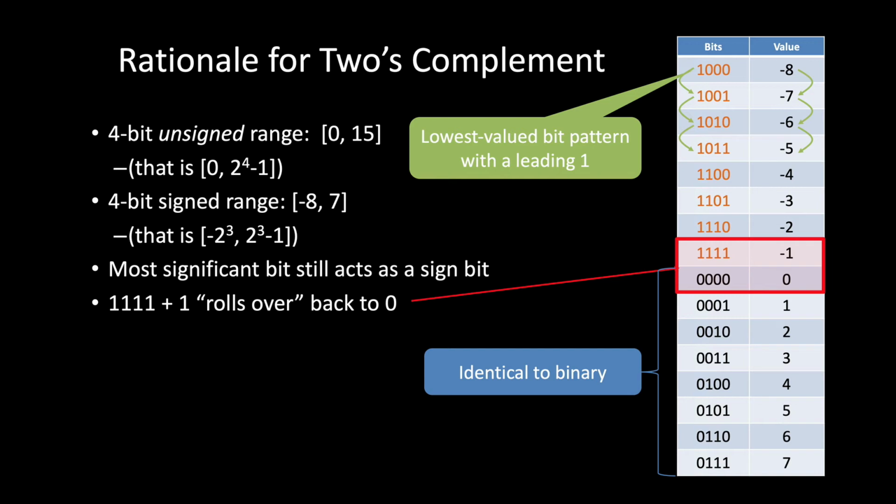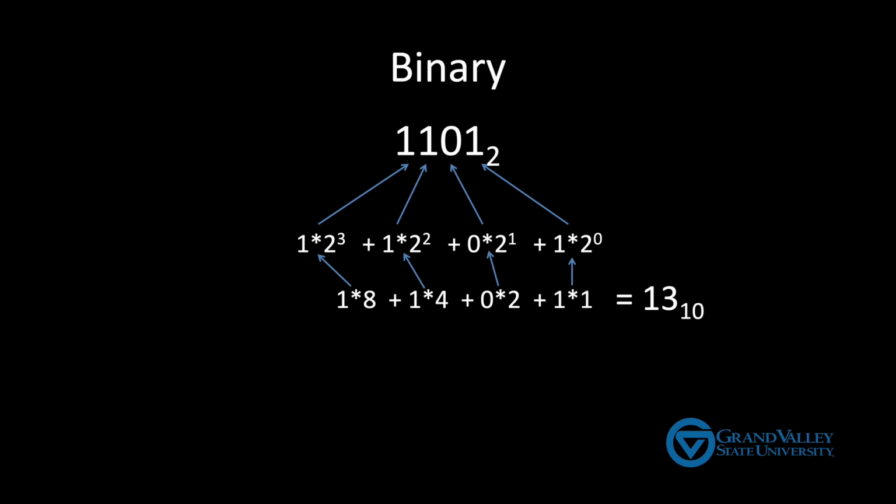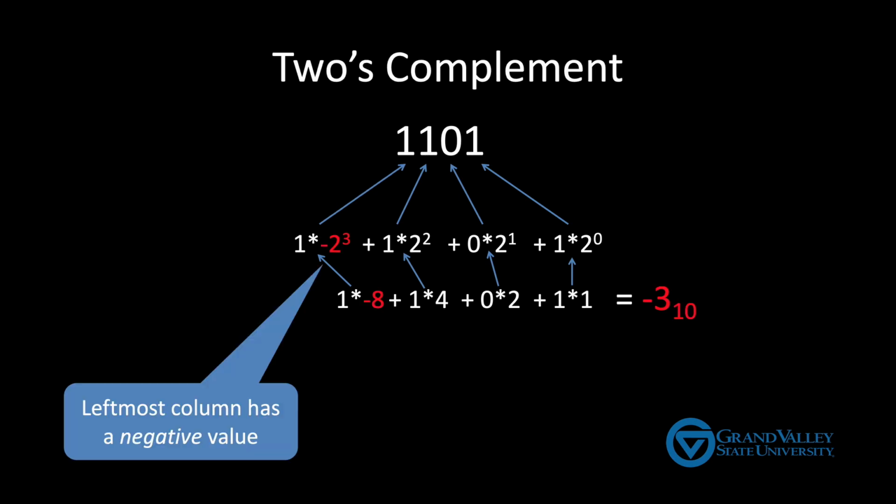Well, first, remember how binary works. Each column is a power of 2. So when you have 1101 in binary, you have 1 times 2 to the 0 plus 0 times 2 to the 1 plus 1 times 2 squared plus 1 times 2 cubed, which is 13. 2's complement is similar. It just makes one change. The leftmost column has a negative value. So in this case, the place value of the leftmost column is -8 instead of +8.